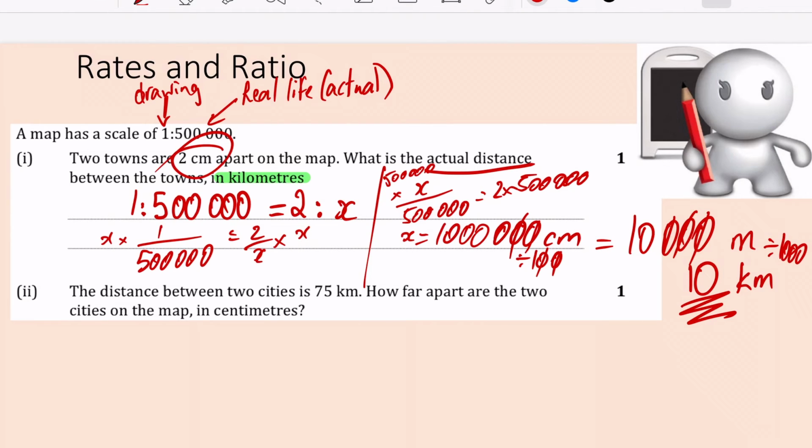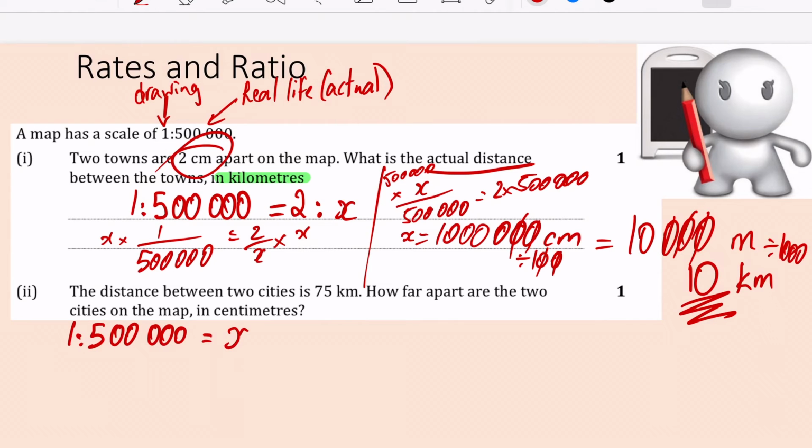All right. Now, the distance between two cities is 75 kilometers. Now, that's the actual distance. So let's start off with our scale, 1 to 500,000. Okay, and how far are the two cities on the map?